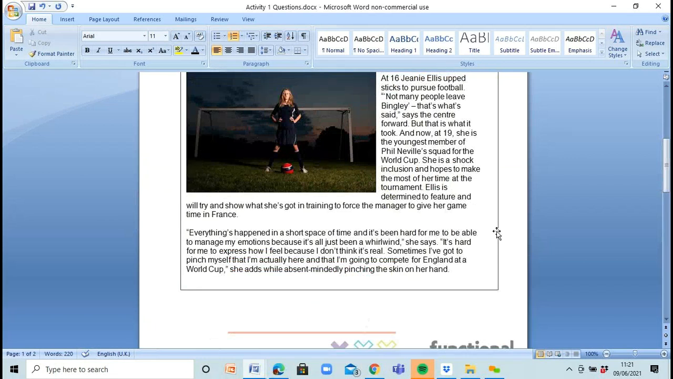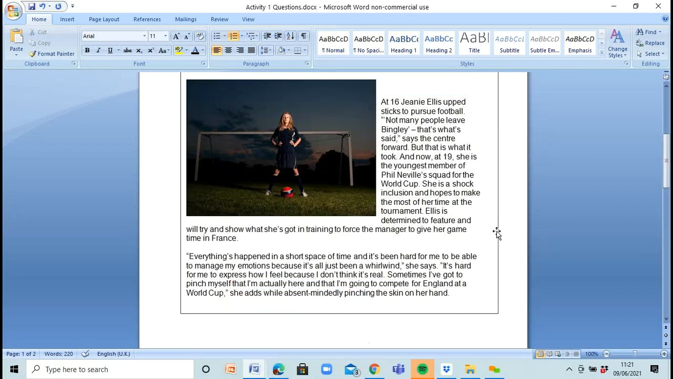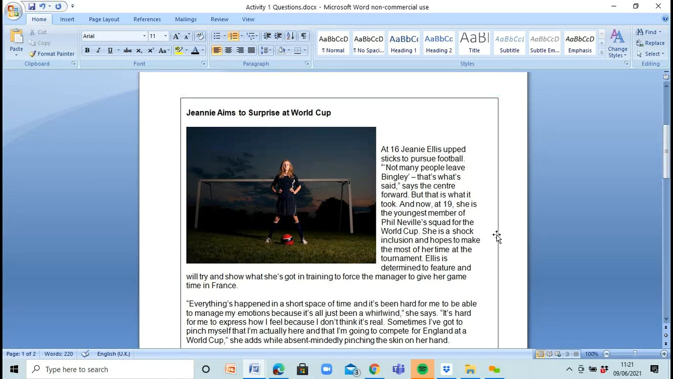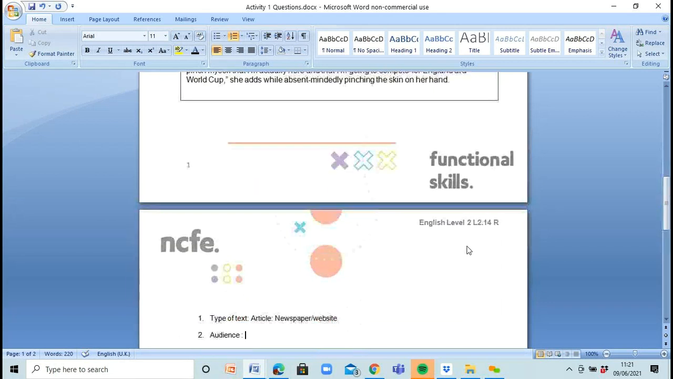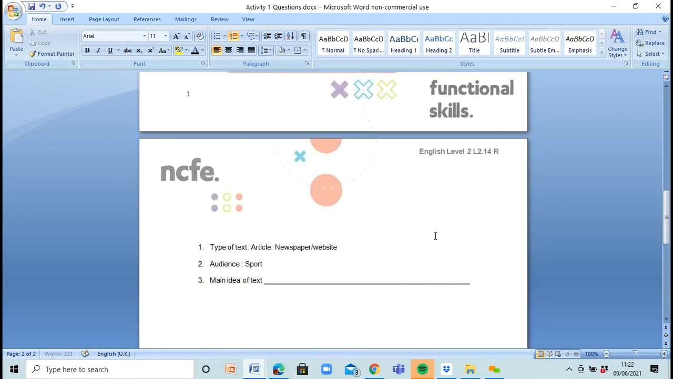If you look back up here, it's about a young girl who plays football and she's going to the World Cup. So who would want to read about football? Sport lovers. Yes, young people who are into sports, sports fans. And also, because it's about a young lady, it might be women and young children. They might be interested and it might inspire them, saying, oh, she got to do it when she was 16. That's amazing. I'm going to try hard now. And then, what is the main idea of this text?